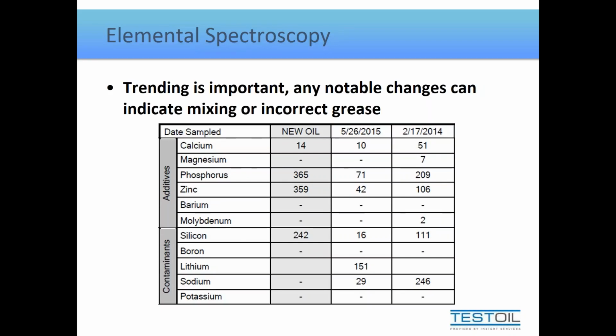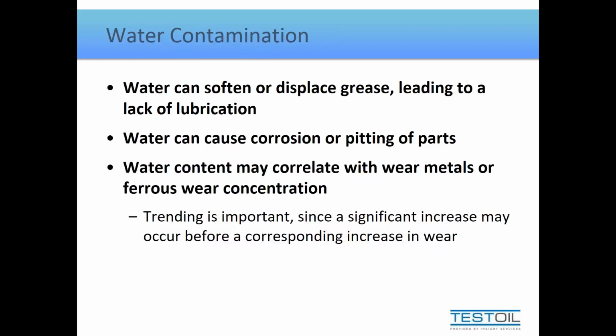Now, one of the other tests that we do is we do measure for water contamination, because water contamination doesn't bode well for most greases. It can just outright displace the grease, which water is a poor lubricant. You'll get a sudden increase in wear. It can obviously cause corrosion or pitting of parts, so you will see some wear metal increases, possibly from a water increase. But you might not always see it, depending on how much the water is actually causing corrosion or wear and how severe that is.